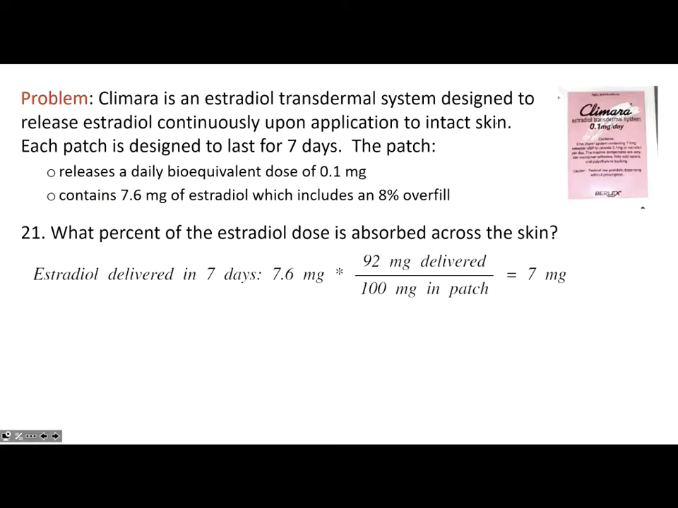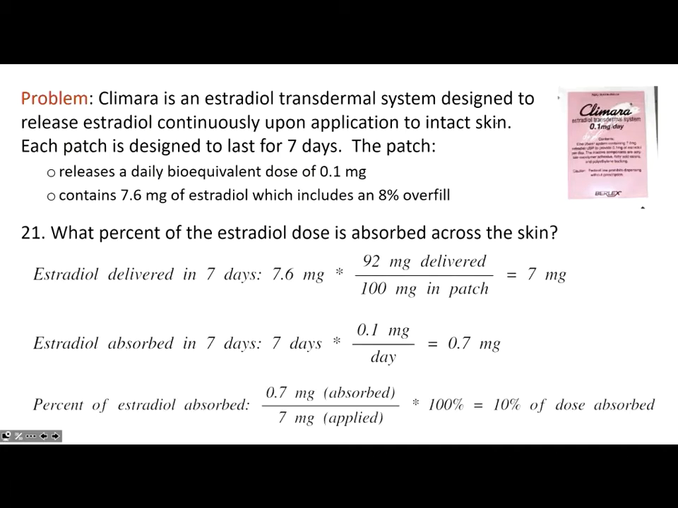Okay? How much drug actually made it into the blood? Well, we were told that the daily bioequivalent dose is 0.1 milligrams. So every day, the patient got 0.1 milligrams of this drug into their blood. How long did that patch last for? 7 days. So it takes 7 days times 0.1 milligrams per day. I would argue that this patient essentially had absorbed into their blood a total amount of 0.7 milligrams. So they absorbed 0.7 milligrams out of how much did we put onto the skin? 7 milligrams.